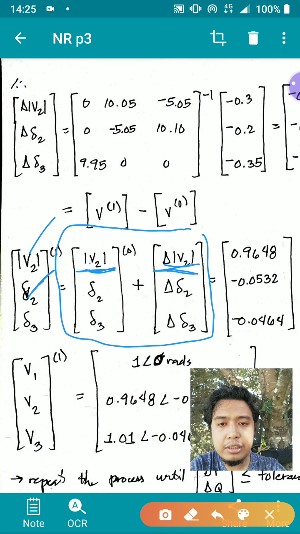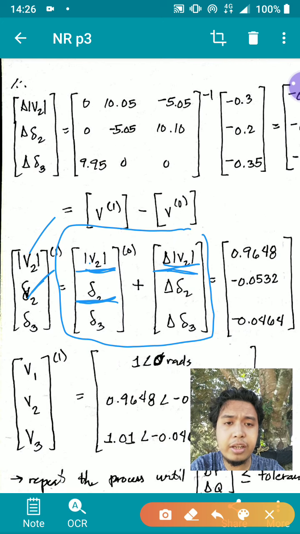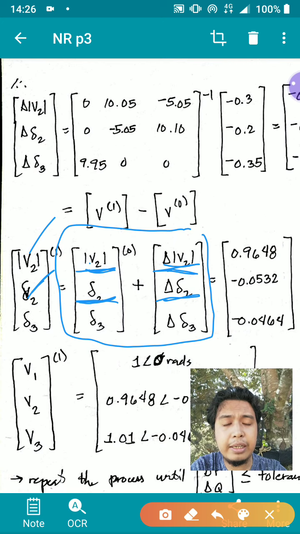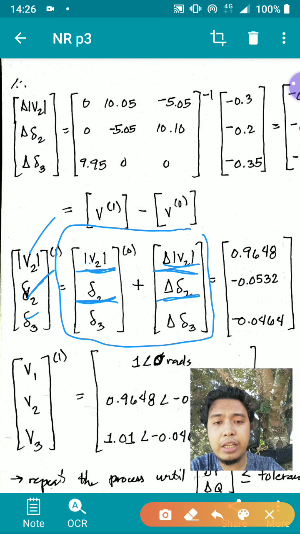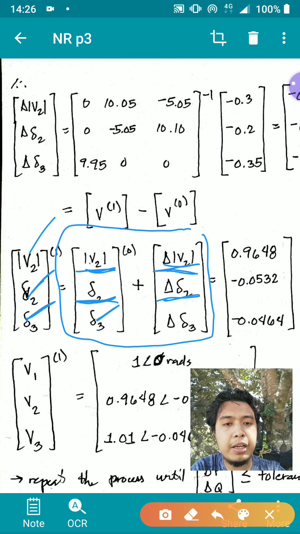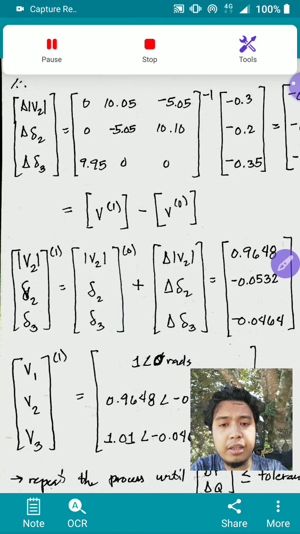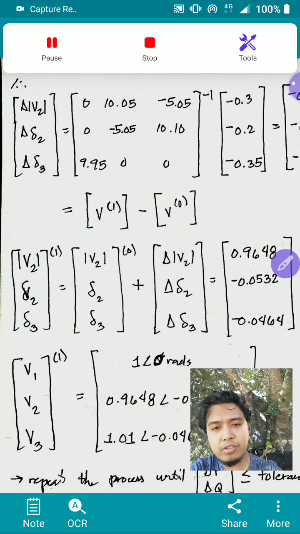The angle 2 on the first iteration will be angle 2 on the 0th iteration plus the change in angle 2, and angle 3 is the angle 3 on the 0th iteration plus the delta change in angle 3. So you get those changes.